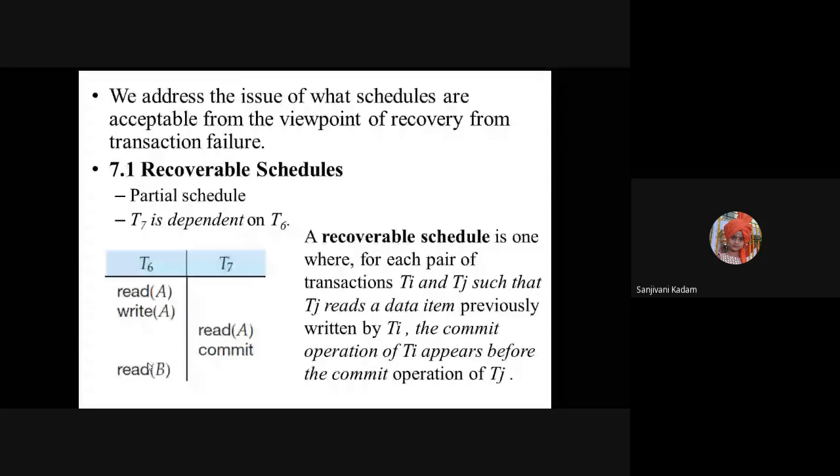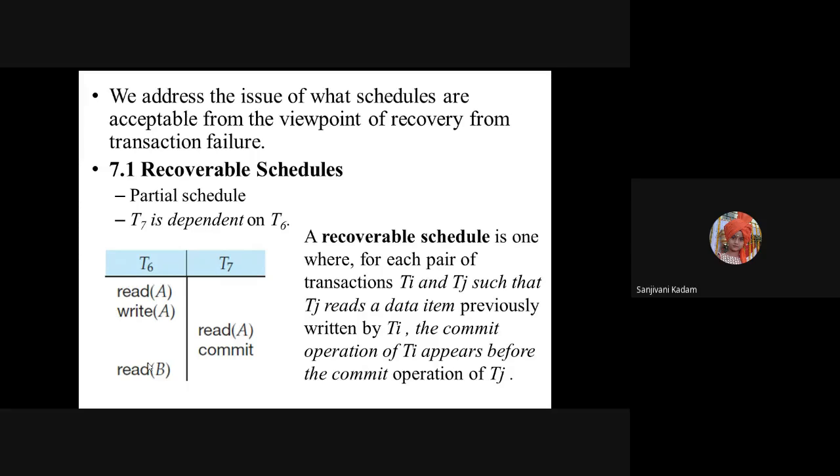So let us see the definition of recoverable schedules. A recoverable schedule is one where, for each pair of transactions Ti and Tj such that Tj reads a data item previously written by Ti, the commit operation of Ti appears before the commit operation of Tj. So this says that if Tj is reading the value modified by T6, that is Ti, then the commit of this transaction should be after the commit of T6. So before committing T7, we need to commit T6. Then we can say that this is a recoverable schedule.